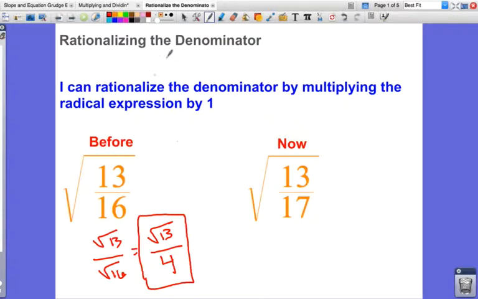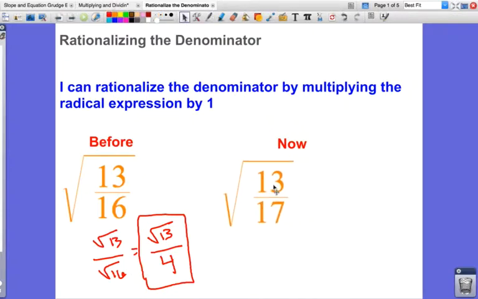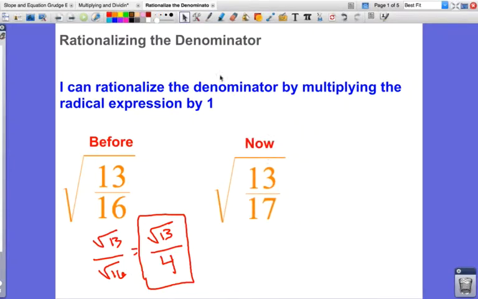Now what if I have a problem where I don't have a perfect square anywhere, especially in the denominator? The square root of 13 over 17 becomes the square root of 13 over the square root of 17. But now we need to do what's called rationalizing the denominator. In math, we do not like to have a radical in the denominator of a fraction. It's not supposed to be there.